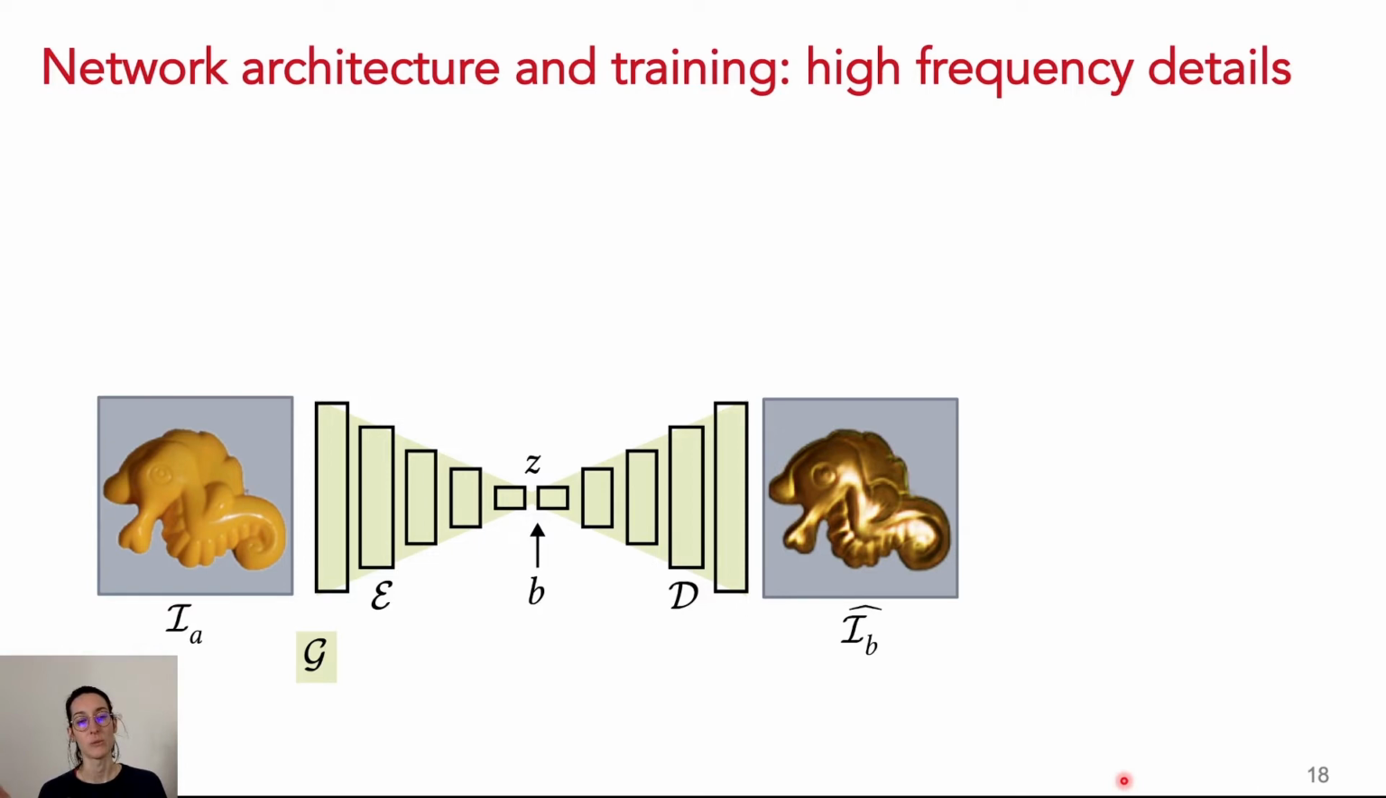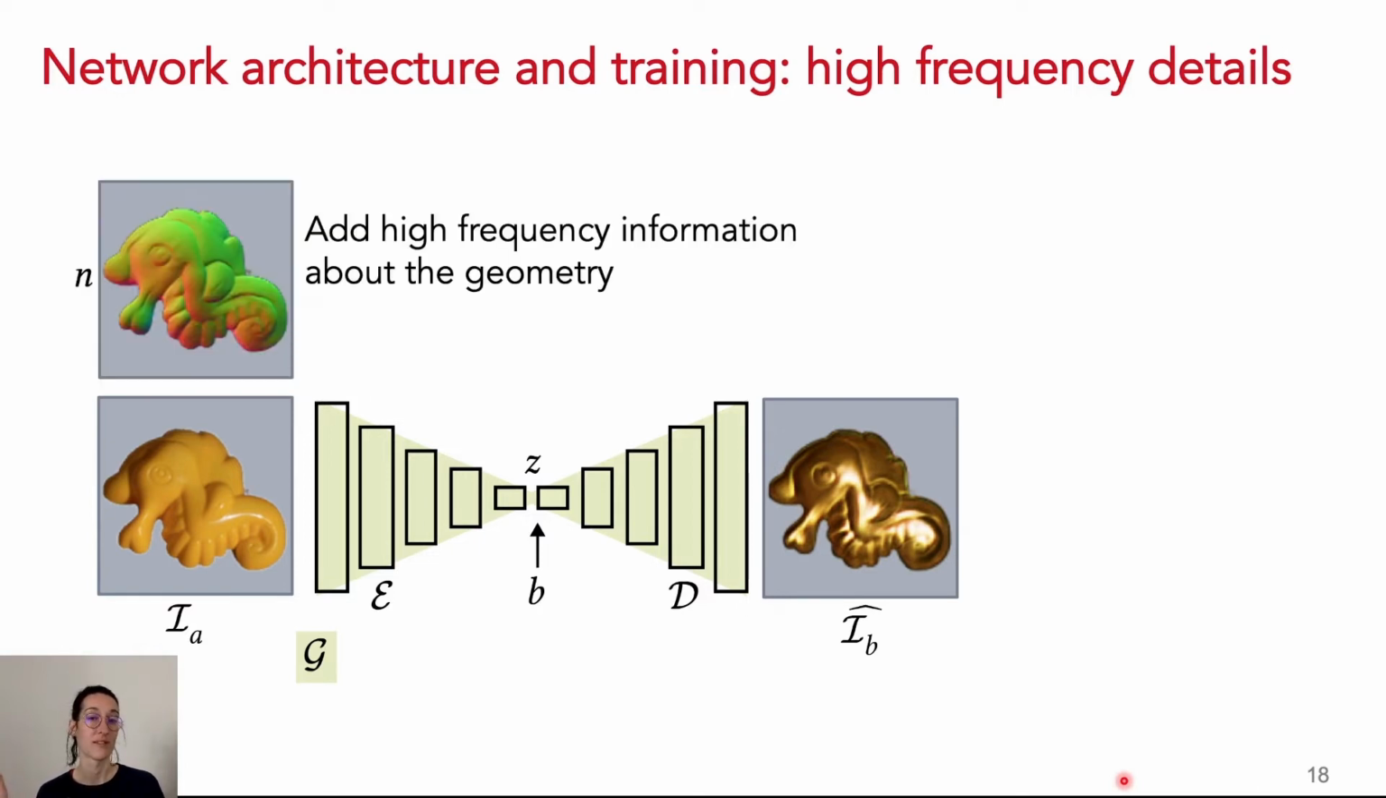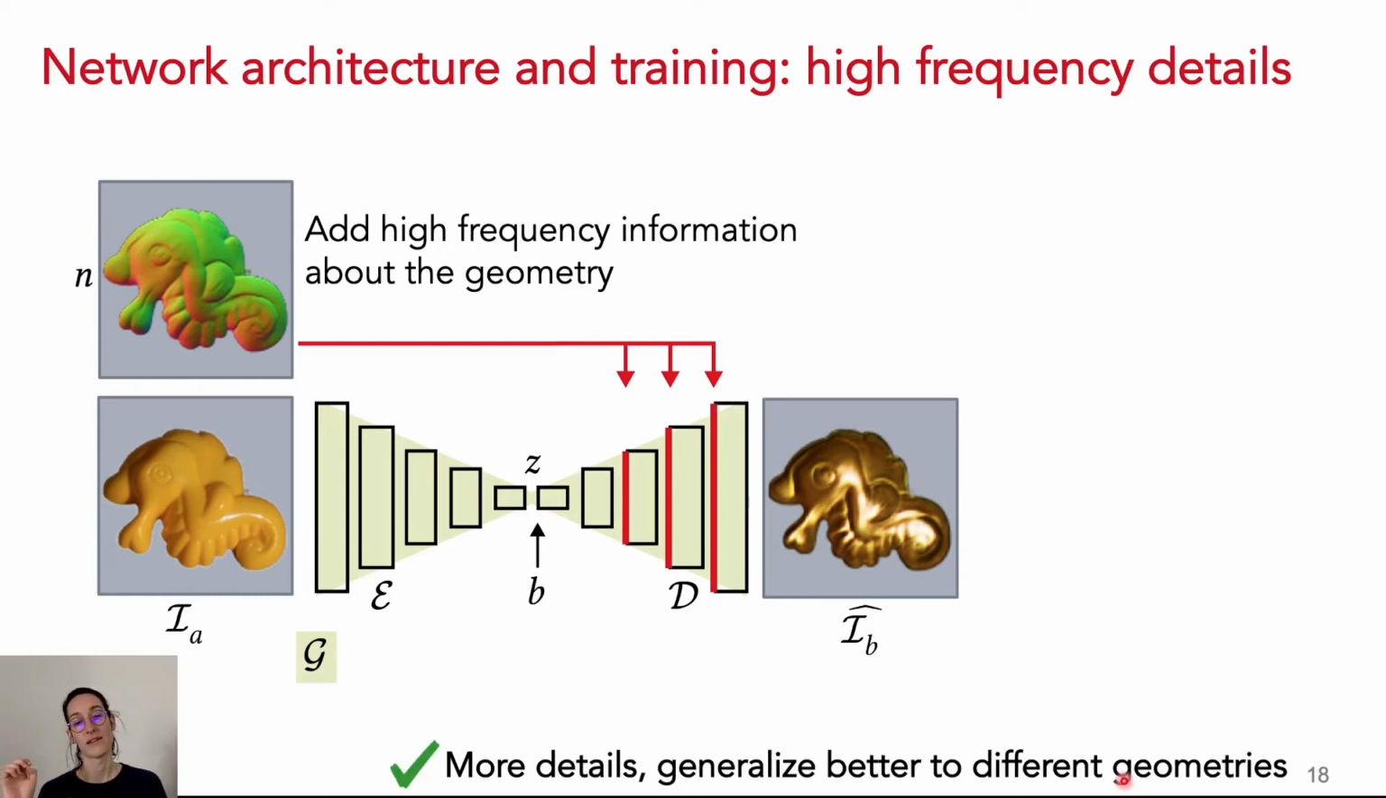The idea here will be to try to bring back some high frequency information, but only about the geometry and not about the material itself. And we will do this by means of a normal map. This normal map will be added into the decoder, kind of in a similar way as skip connections put features from the encoder into the decoder part. This will allow us to get more details and especially to generalize better to different geometries. So that would allow us to really treat a large variety of geometries.